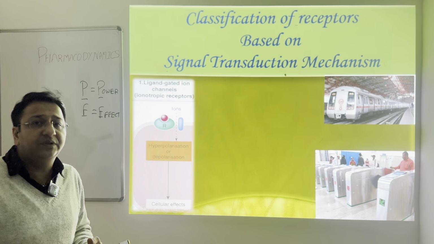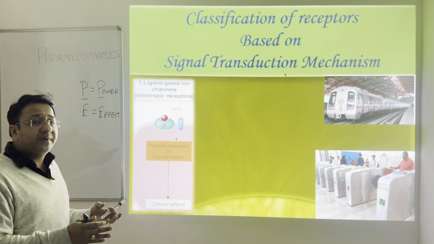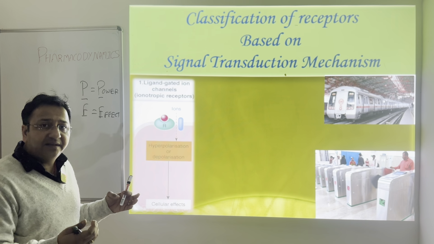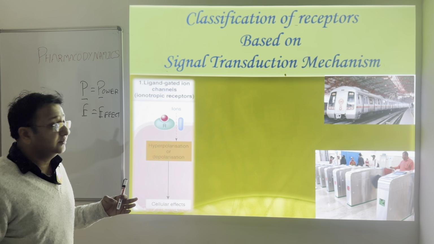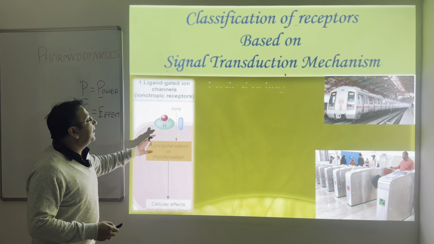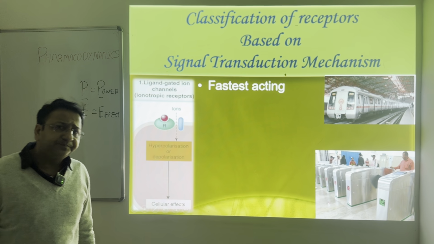When the drug binds to the receptor, now after that what? After the drug binds to the receptor, there are certain things which go on inside the cell that will produce the mechanism. So we will see that. First is the ligand gated ion channel, which is also called the ionotropic receptor.